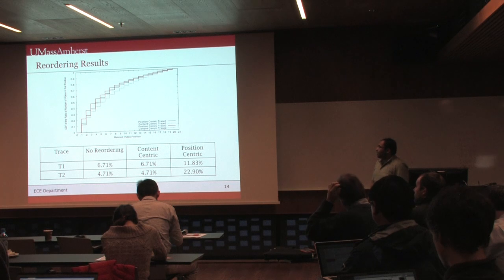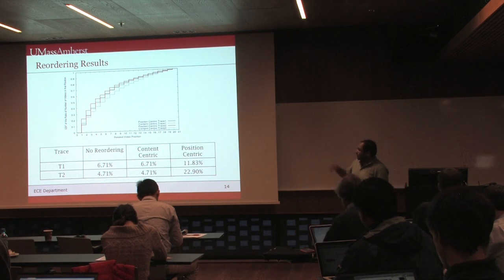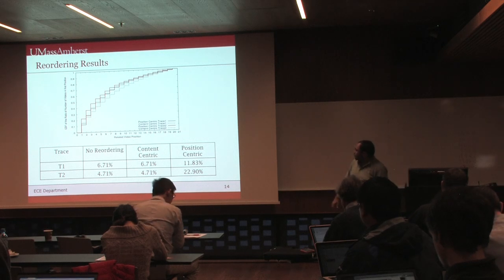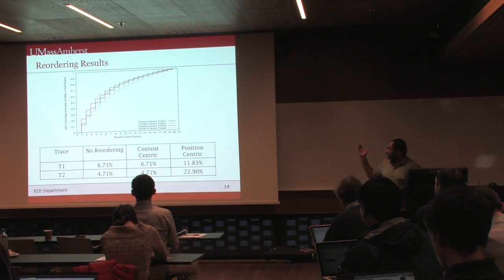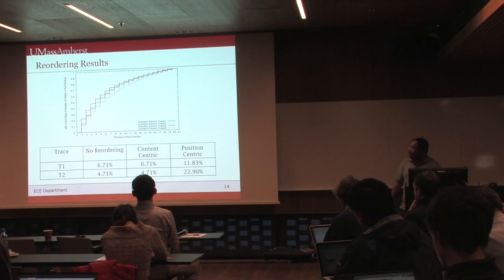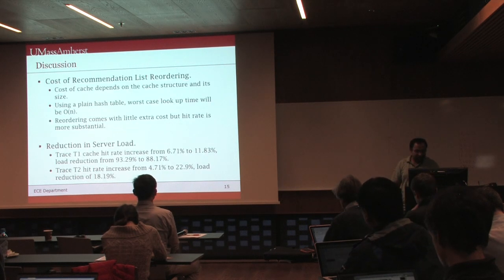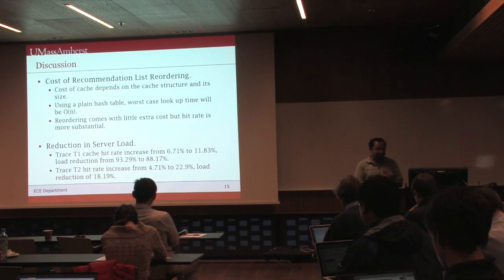due to the reordering. And the CDF plot just depicts the same hit rate, where there is a blip or increase in the CDF up to position 10. After that it's basically the same. So this pretty much shows that reordering increases the cache hit rate and reduces the server load. So, discussion points: the cost of this reordering approach.